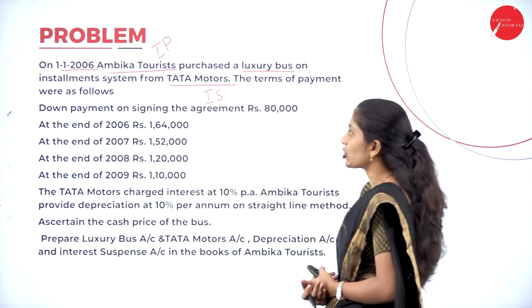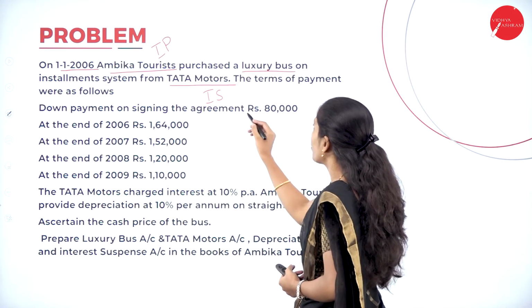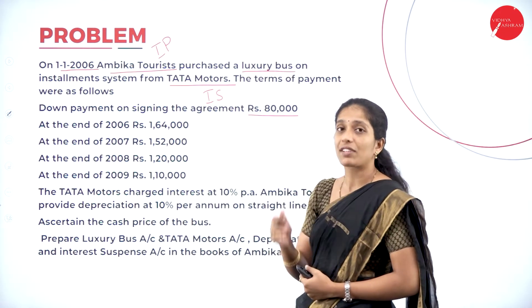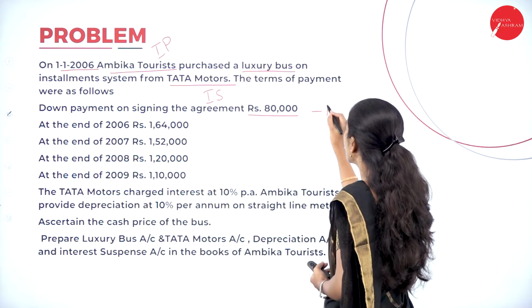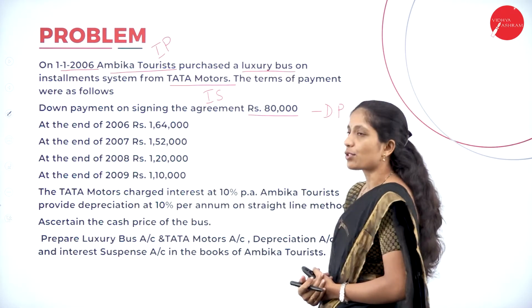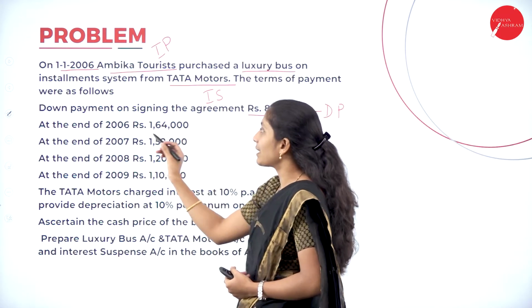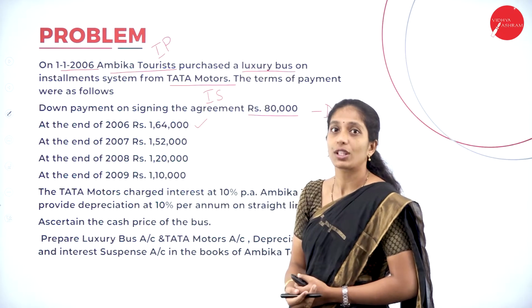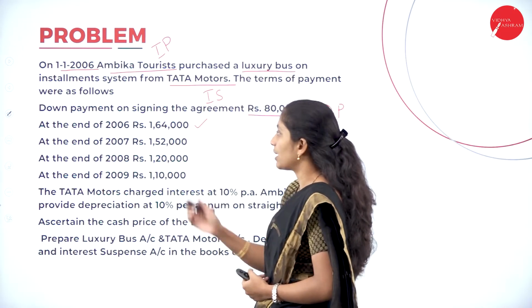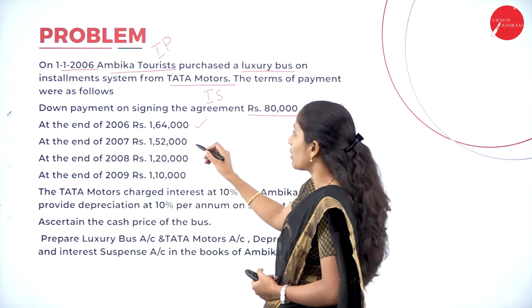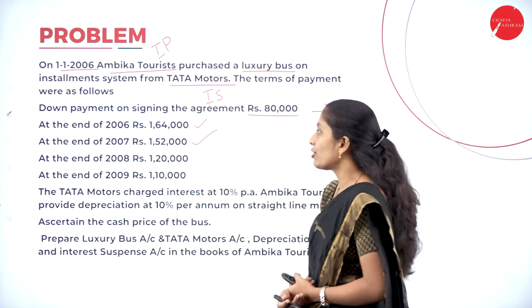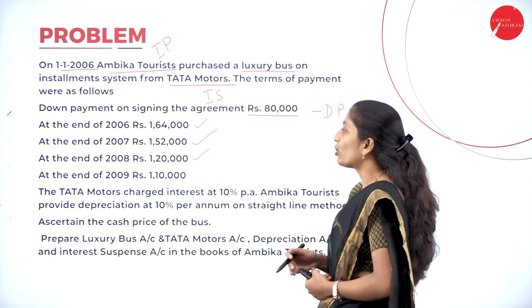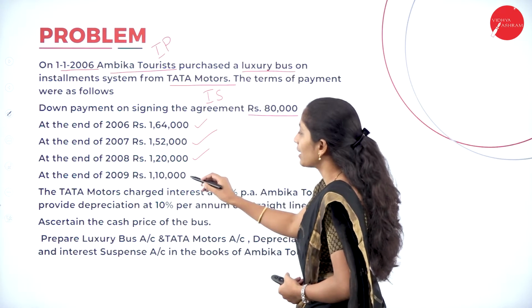The terms of payment were as follows. Let us see what are the conditions. Down payment on signing the agreement ₹80,000. Now, they have not given the cash price of the asset, but they have given the down payment, which is 80,000. At the end of 2006, that is at the end of first year, they have paid 1,64,000. At the end of second year, that is 2007, 1,52,000. And at the end of third year, that is 2008, 1,20,000. And at the end of fourth year, 2009, they have paid 1,10,000.